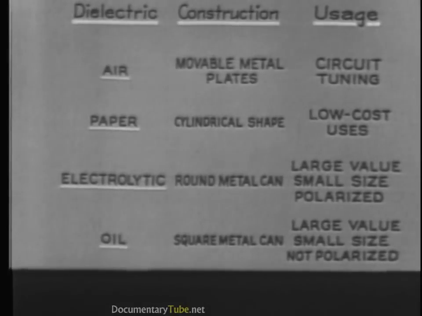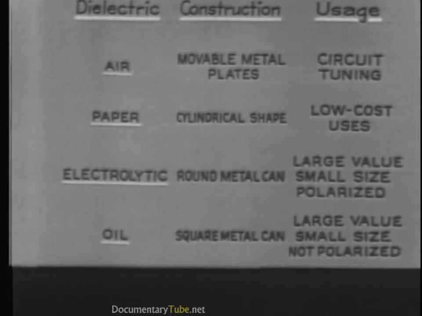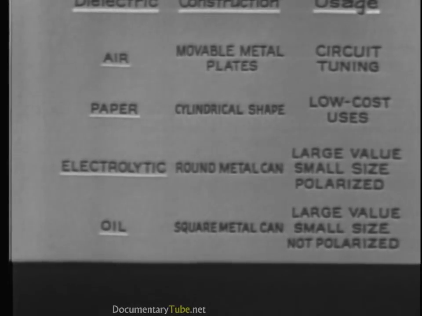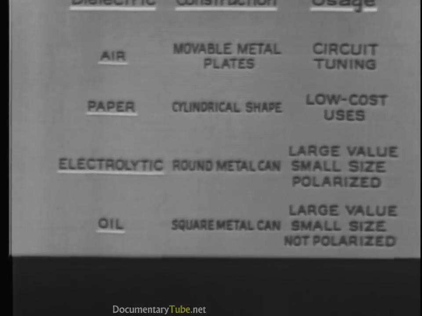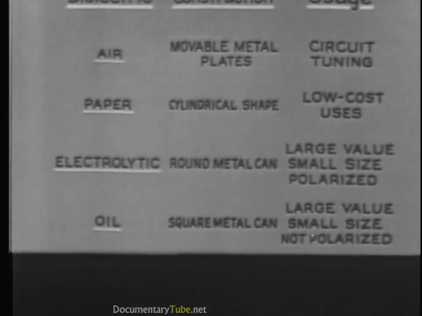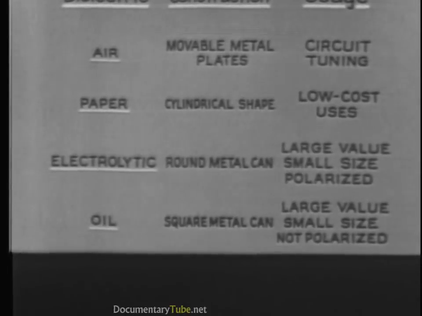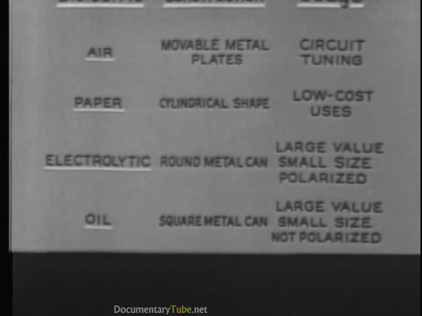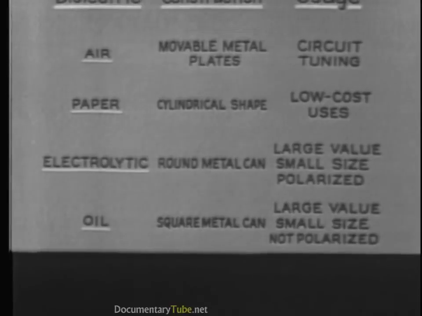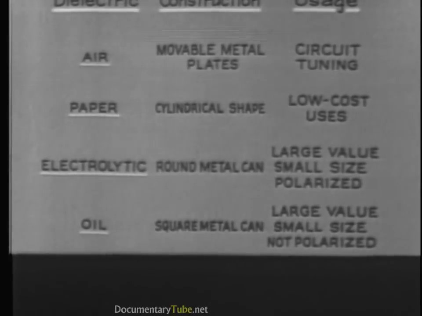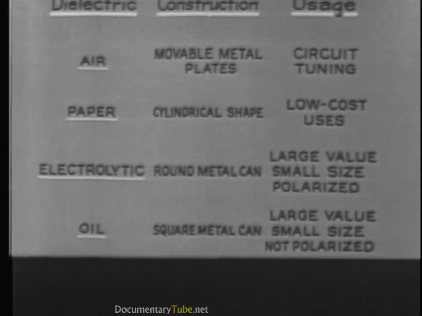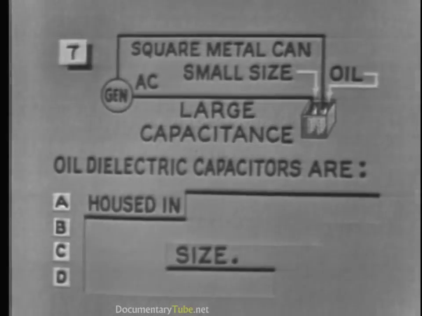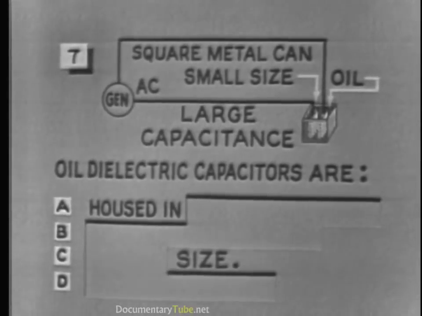Remember, large capacitors of the electrolytic and oil-filled types are both contained in metal cans. They are both relatively small in size, that is, small for the amount of capacitance they have. The round one is polarized and must be used in accordance with its polarity markings in DC circuits only. The square or rectangular has an oil dielectric and is not polarized. Therefore, it can be used in either DC or AC circuits. Now complete number 7 on your response sheet.